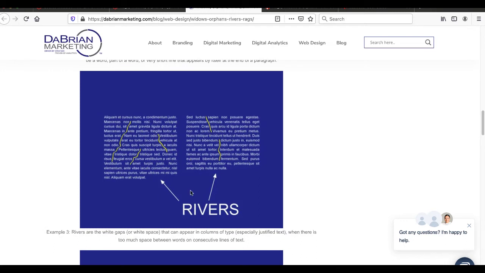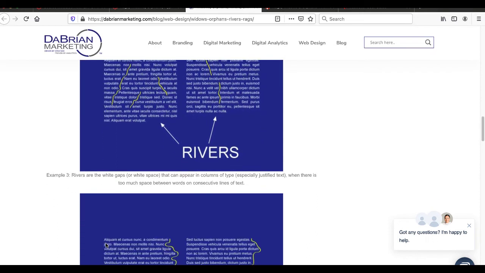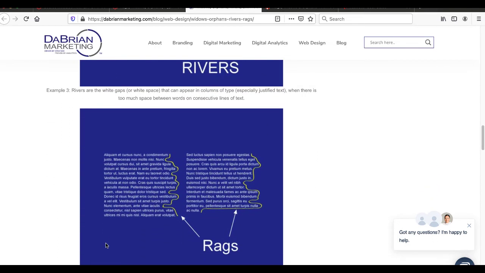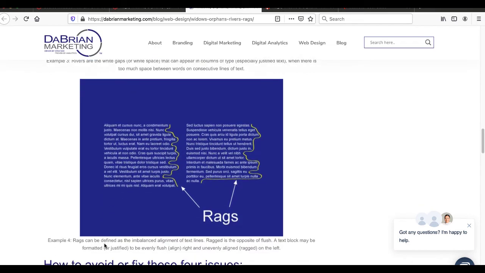Rivers are the gaps or white space that you see in columns of text. If you squint, again, we can actually see there's one flowing here as well. Sometimes if we have too big of spacing and your words just happen to line up where you can get this long line of white space, it draws attention to the negative space instead of us wanting to read the text. And rags, what I talked about earlier, the imbalanced alignment of text. If you're left justifying, it'll be on the right; if right justifying, it'll be on the left.